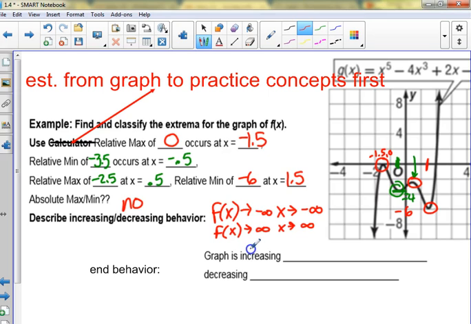Everybody okay? I don't care if you write them backwards, if you write the X first and then the Y. Just as long as, if it's a multiple choice question, you can pick out the one that means what you want it to mean. Okay? The graph is increasing.